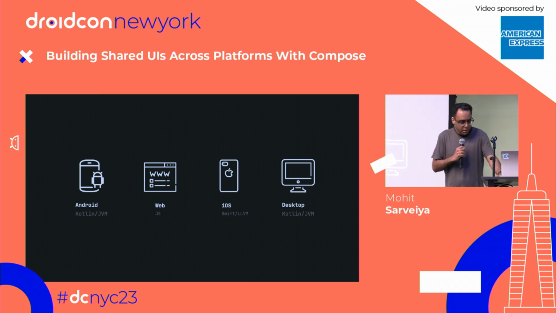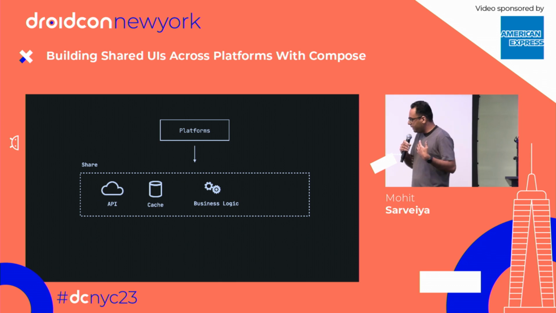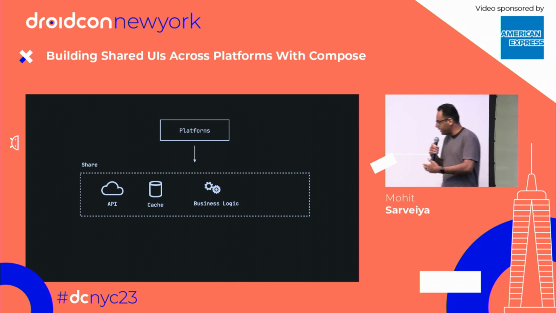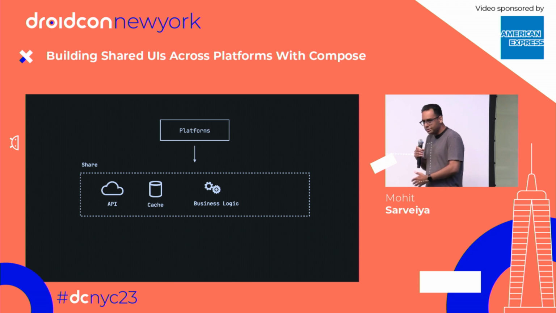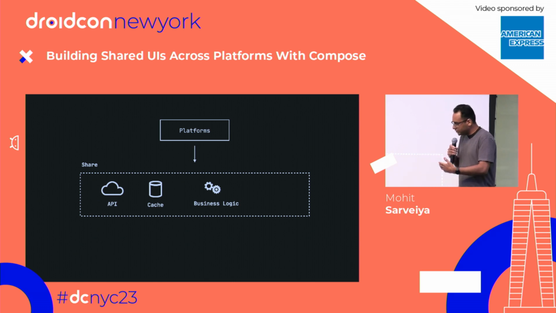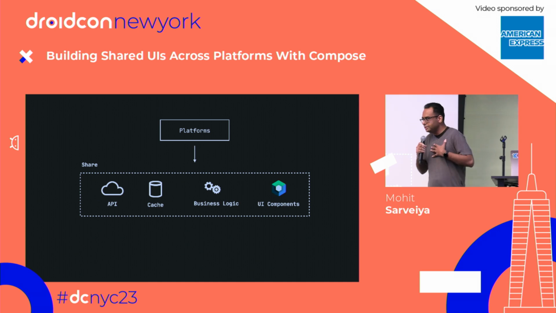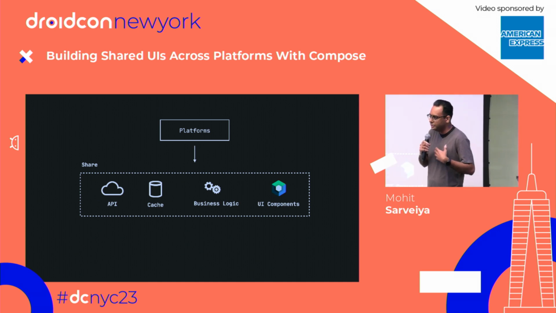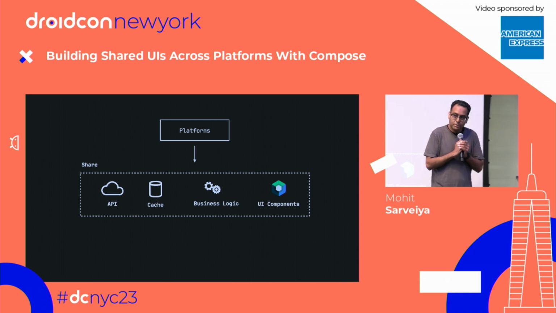So in the world of Kotlin Multiplatform, so far people have been able to share their API logic, like with Ktor, caching with SQLite, and they share their business logic. But now you could write composable functions and UI components, and you could share them between iOS and Android. And that's what I'm going to talk about.